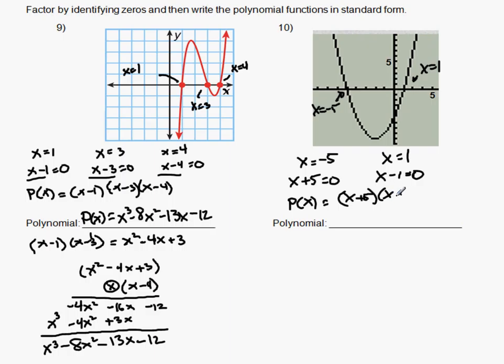times x minus 1. Multiplying these out, my function then is going to be x squared. Let's see, 5 minus 1 is 4, so plus 4x minus 5. And that's my answer for number 10.